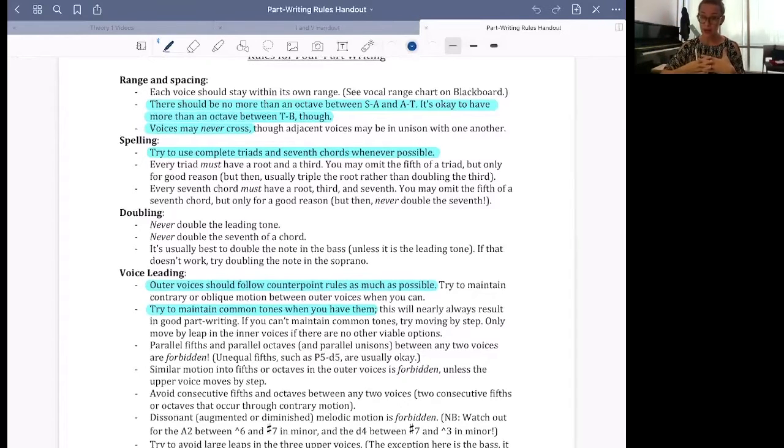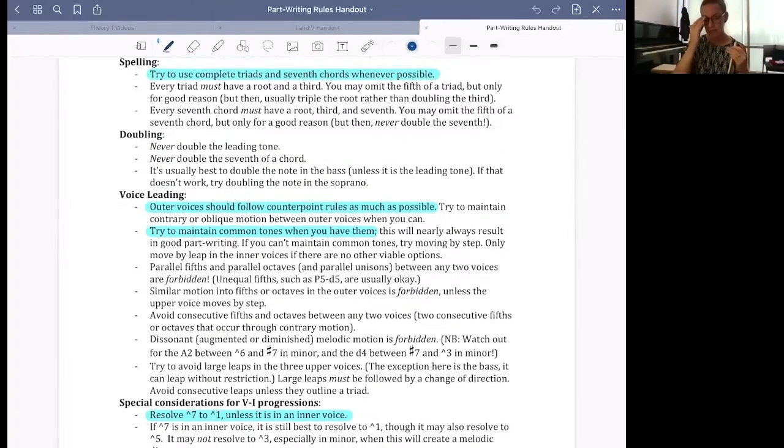On the contrary end of that, the voices can also never cross. They can meet. So you can have alto and tenor on a unison, but then they've got to go in opposite directions, with the alto going up and the tenor going down. Voices can never cross one another.